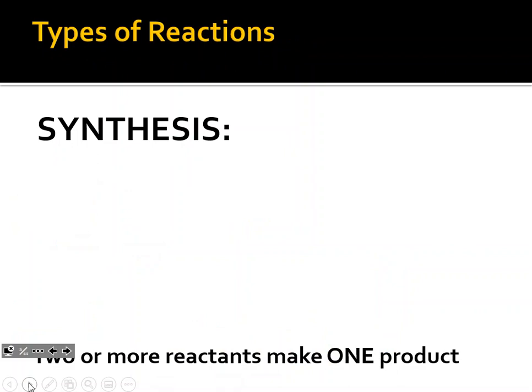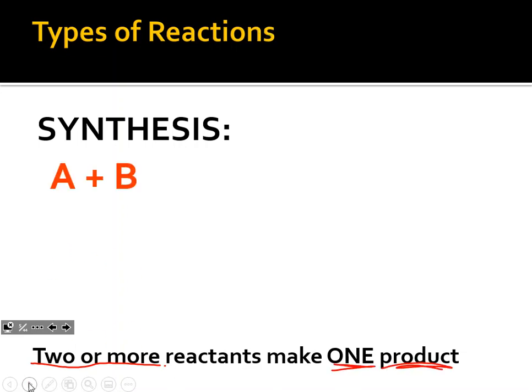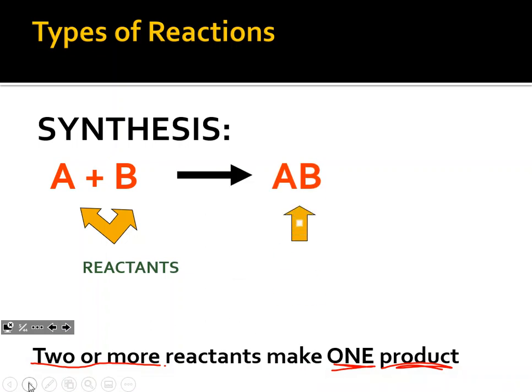Okay, so this is where the notes begin. In your little chart, we're going to put the generic, and then we're going to put the example, and then the generic, then the example, and so forth. So here we're going to start with synthesis. The basic definition: two or more reactants make one product. So here is our generic. We have element A, element B here. Those are your reactants. They're going to come together to form compound AB. So this is your one product.